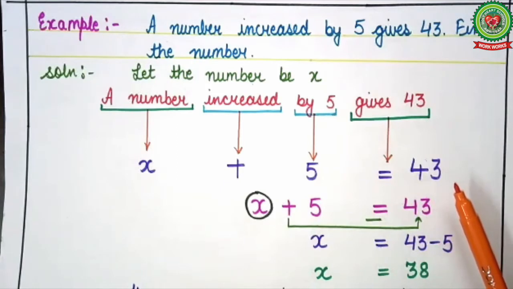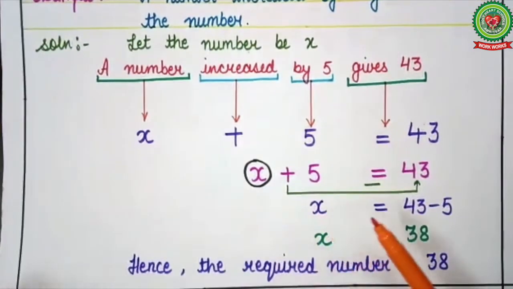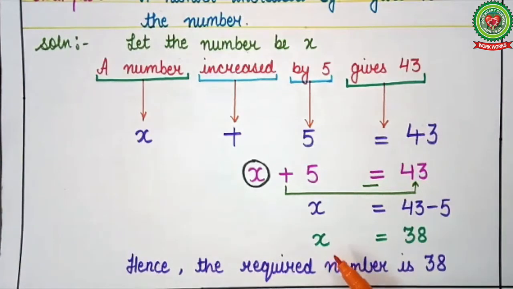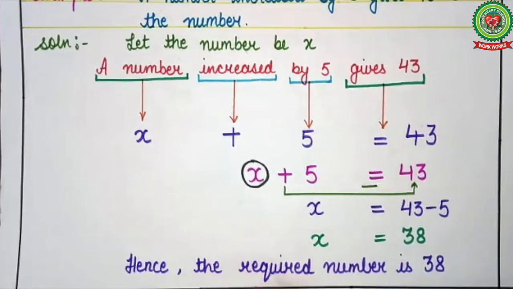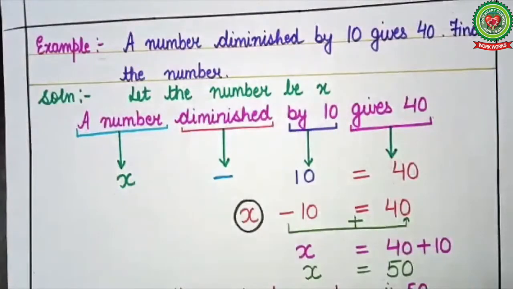Now here, lock the variable. Now we know plus will change into minus. So in the next step, here it comes x equals to 43 minus 5. When you subtract, here it comes x equals to 38. Hence the required number is 38. Let's see one more example.